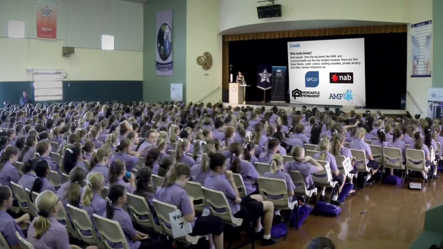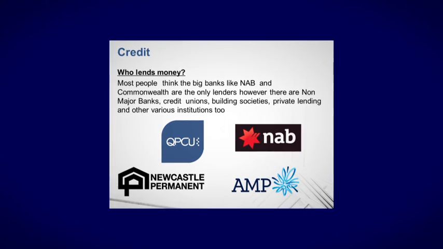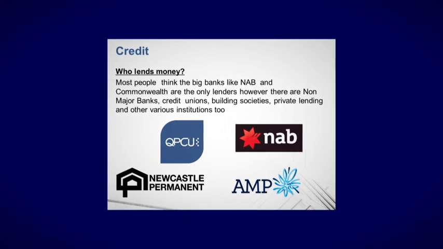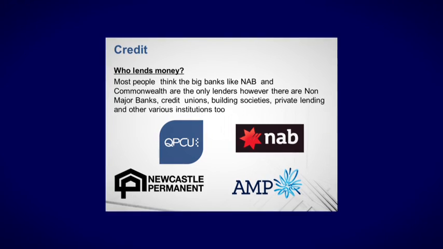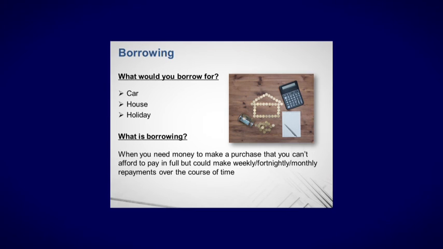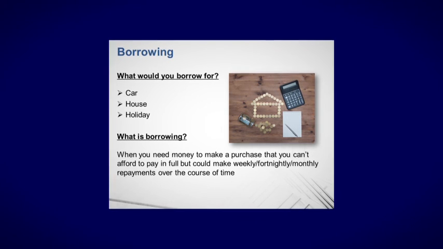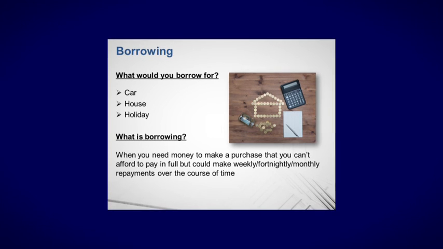Okay, who lends money? So there's the big four major banks, which I'm sure we've all heard of, but there's also non-banks. There's credit unions, there's building societies, there's private lending. The list goes on. You can borrow money for a car, a house, a holiday. So when you're borrowing money, what that means is someone's lending you money to buy something that you do not have the cash for today. So you go into a payment plan and you must make those payments fortnightly, monthly, or weekly.